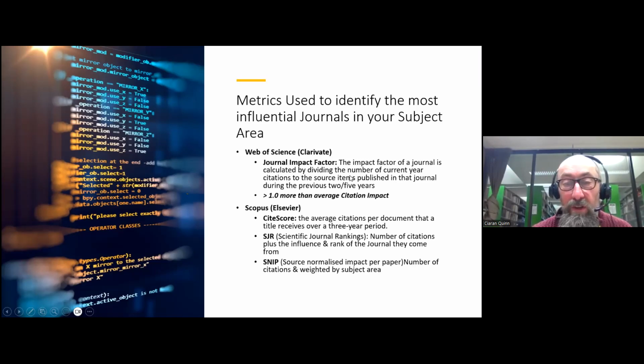Impact factor for a journal is calculated by dividing the current year's citations by the source items published in that journal during the previous 2 or 5 years. And you'll see this in different databases. They have variations on what they think is statistically significant. So Web of Science would have started out with 2 years, they're now 5 years generally to measure that impact.